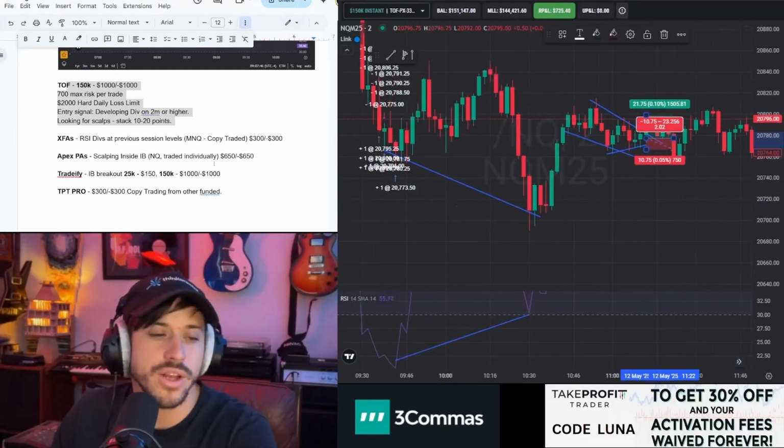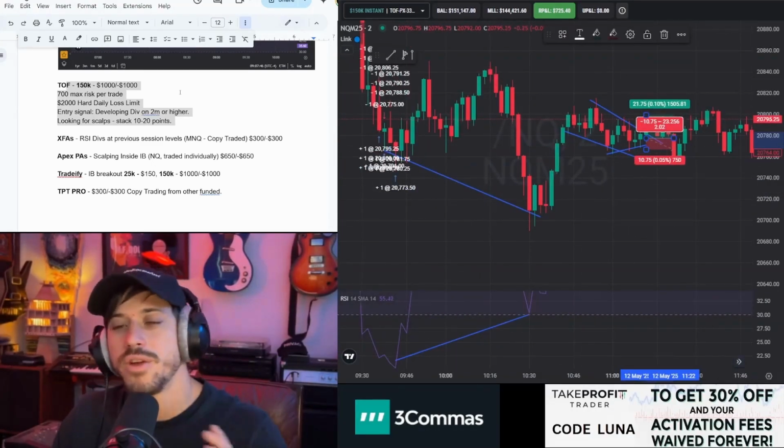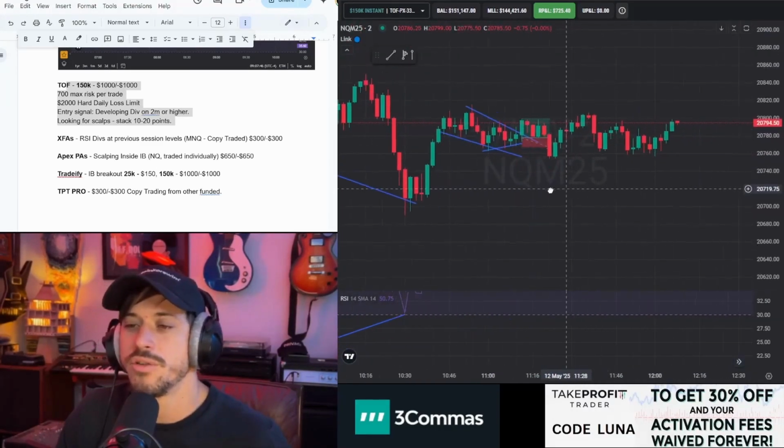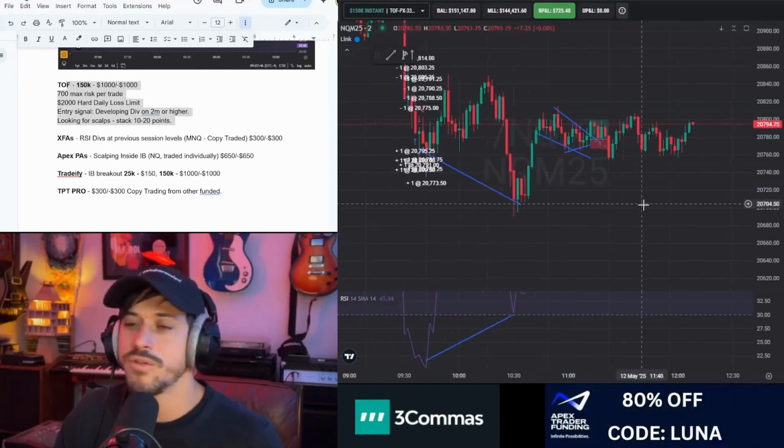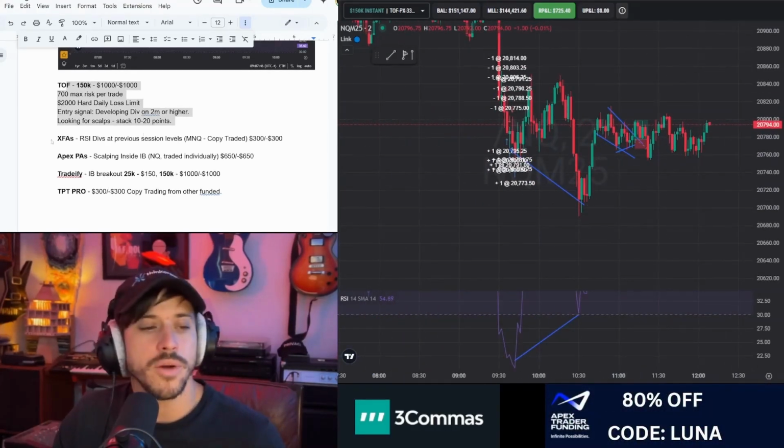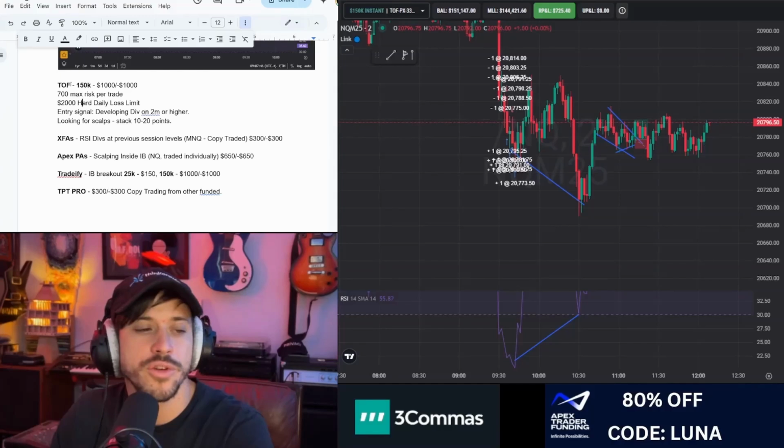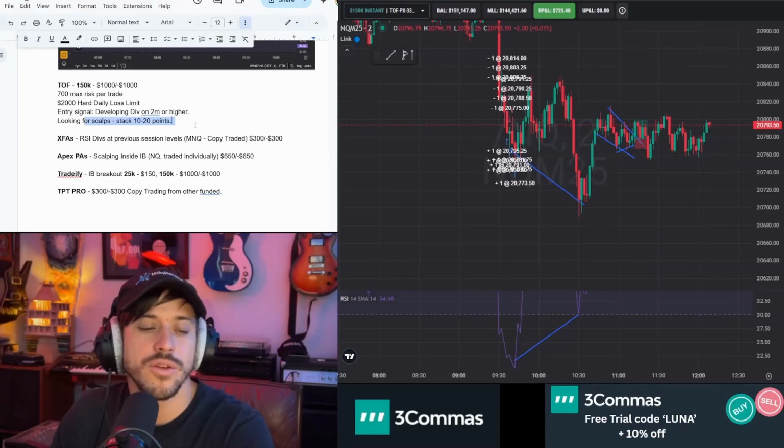That's just a strategy I decided. It's just something that I can see very easily on the charts. I've traded a bunch of RSI divergences, thousands of trades. So it's something I can spot pretty quick. That's going to be my new rules for the top 1 futures accounts. I have my entry signal now. That's my minimum entry signal. Looking for scalps, 10 to 20 points. And hard daily loss limit, 2,000. Max risk per trade, 700.